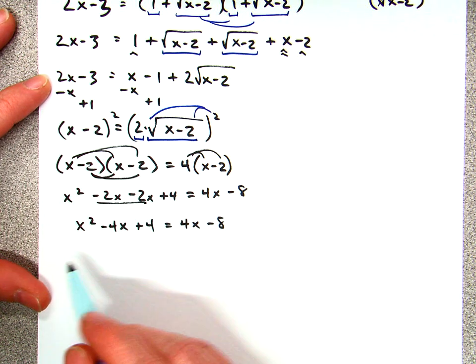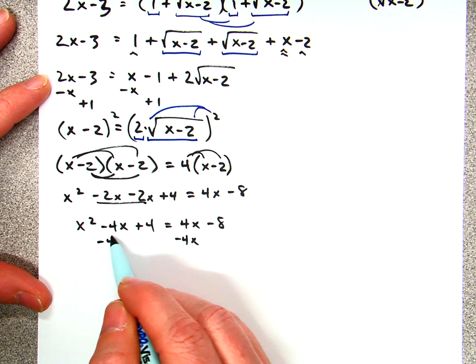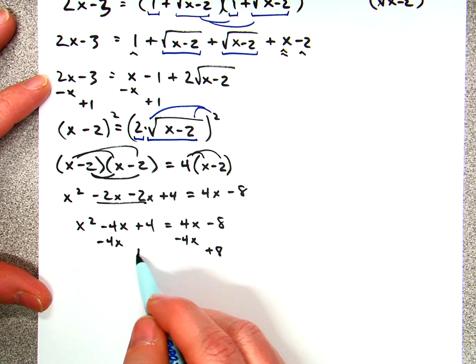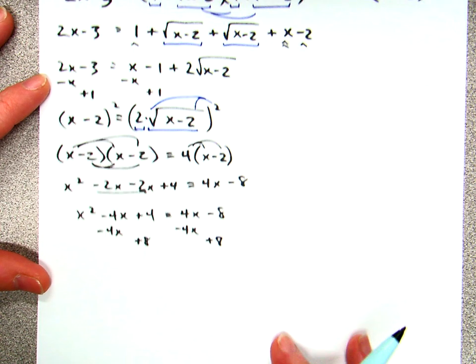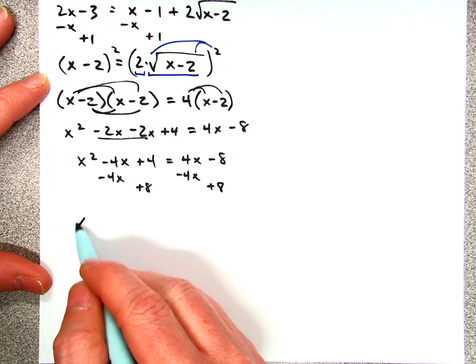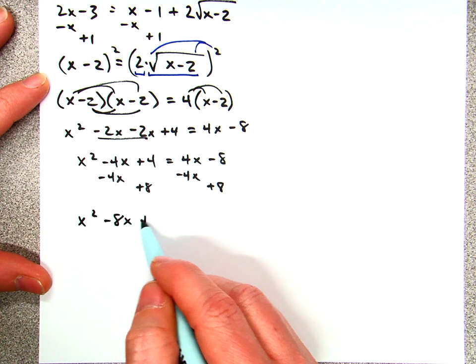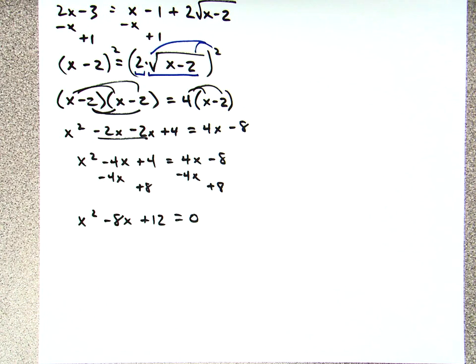Okay. Now I'll move everything over. I'm going to keep this x squared positive. So I'm going to pull this 4x over. And I've got to add 8 over. Okay, so x squared minus 8x plus 12 equals 0. All right, on the home stretch.